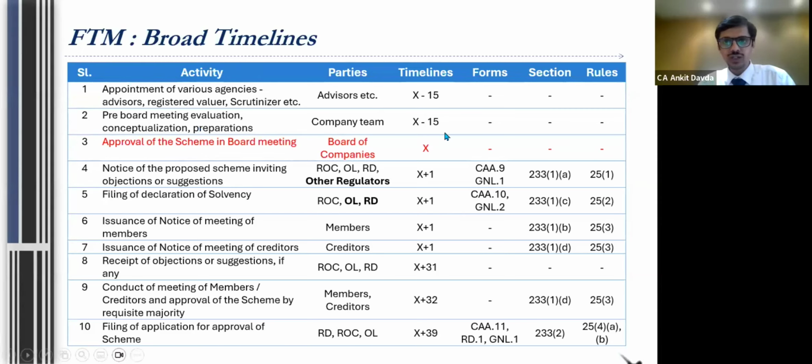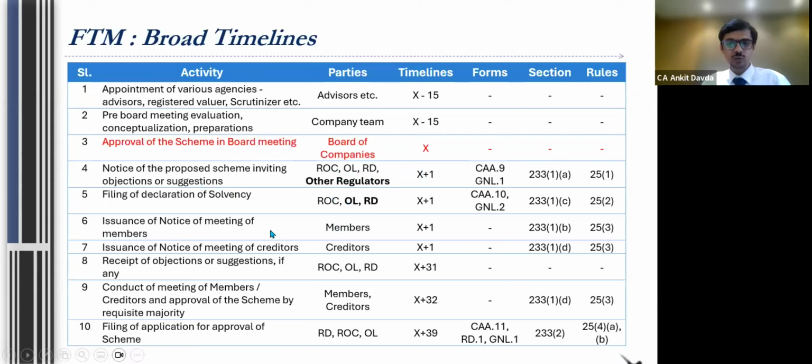So technically, you need to start minus 15 days before the board needs to approve it. And by the time the board approves it, all documents must be in place. And then you will issue notice to regulatory authorities, ROC, OLRD, 30 days advance notice as we discussed. So that goes on X plus 1 day. Declaration of solvency is also filed on X plus 1 day.